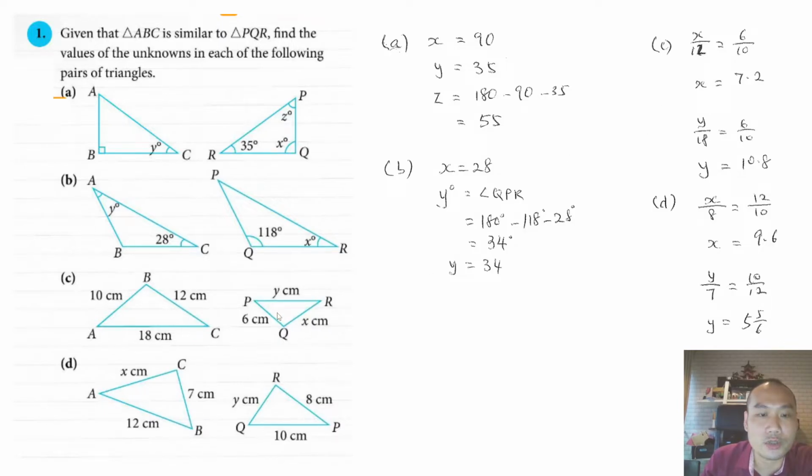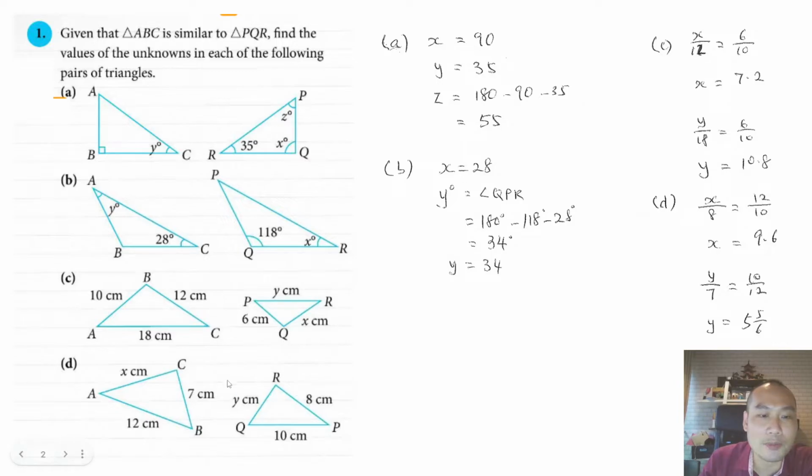That is going to equal another pair over here. We have 6 centimeters here. PQ corresponds to AB. AB over here is 10. So 6 over 10. That's how we get x over 12 equals 6 over 10, because the ratios must match. Therefore, x is 7.2. Now we repeat the process. Y cm over here corresponds to 18 cm over here. So y over 18 is also 6 over 10, which we already established at the beginning of tackling this part C. So y is equal to 10.8.